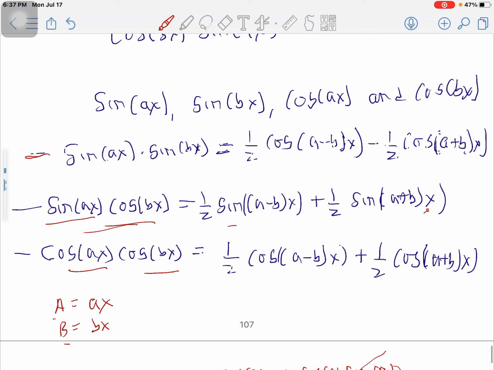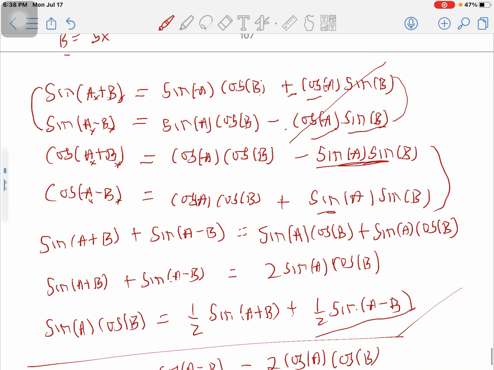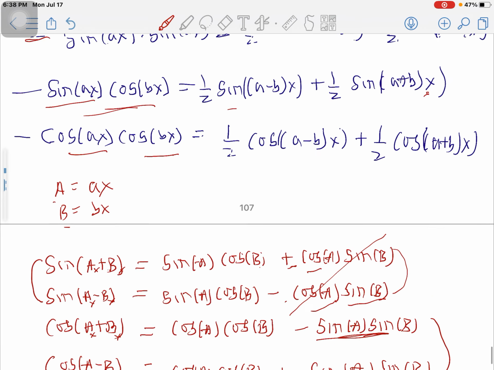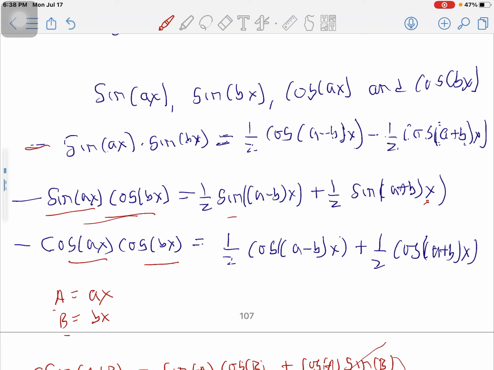You are going to get cos A minus B and then cos A plus B, and they are all half, right? That's it. And then we are also having sine A minus B and sine A plus B. Here we also derive it, and then let's see how things also go here. Cos A minus B, cos A plus B. You see this one, I have written it twice.